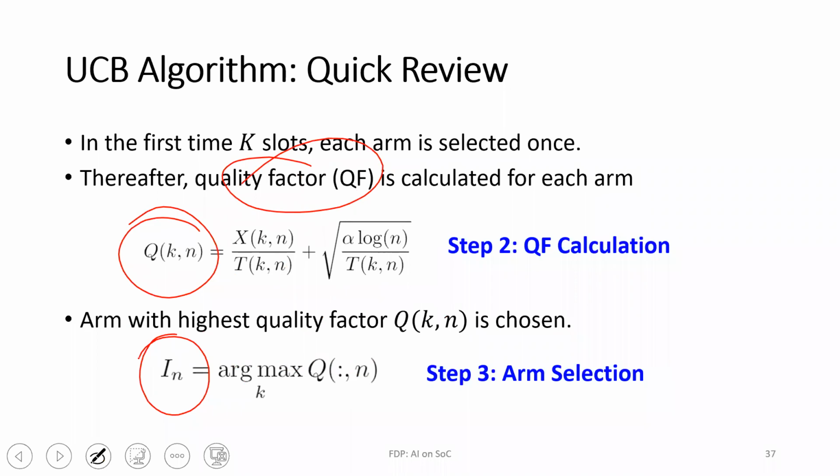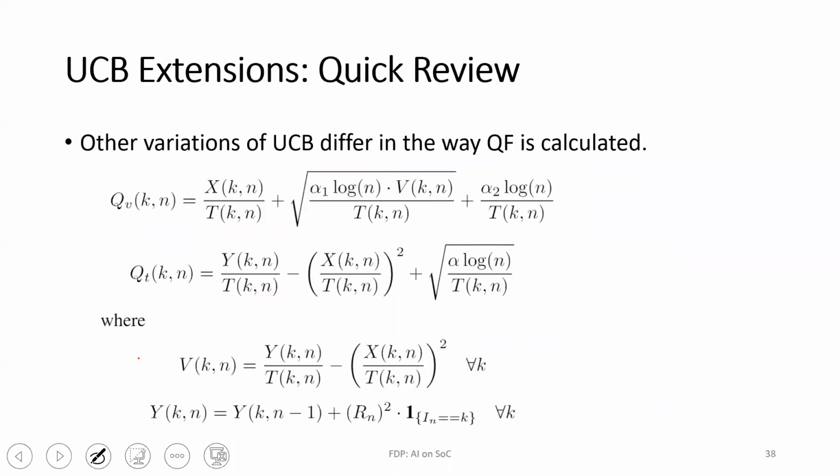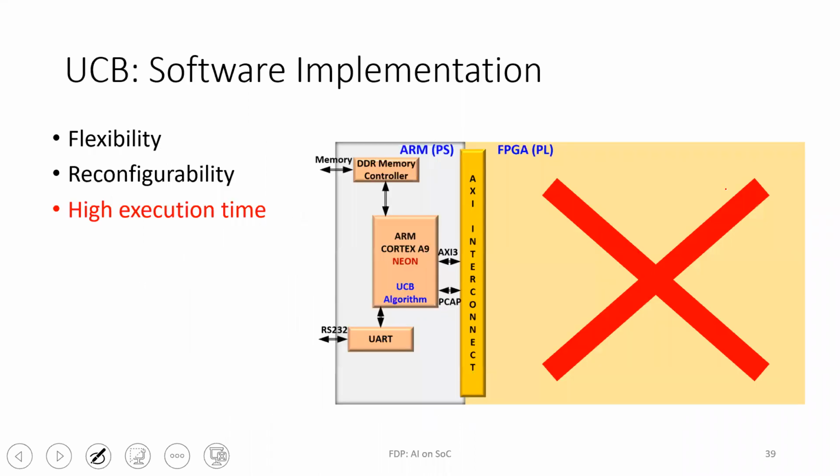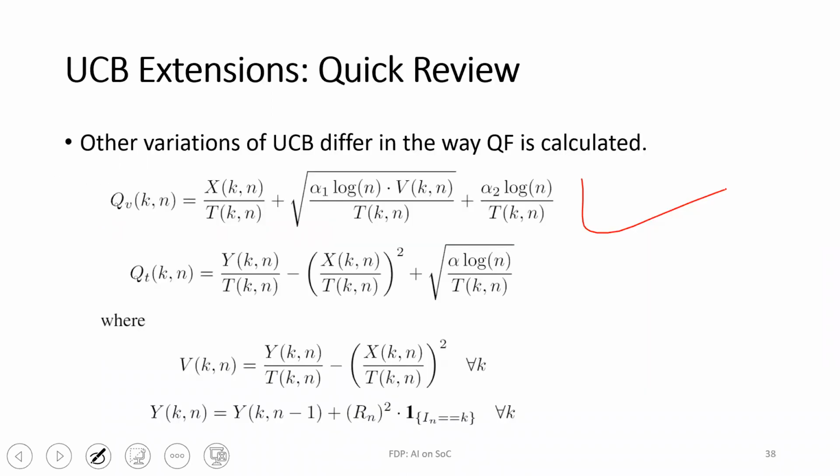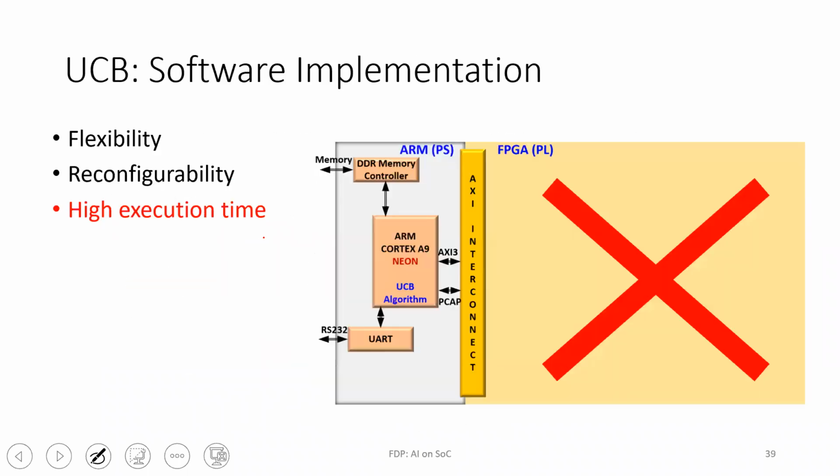Similar to the UCB, there are other extensions of the UCB, such as UCB variance, UCB normal. There are multiple variants, but sometimes they try to learn the mean, sometimes they try to learn the variance. Mapping these algorithms to the hardware, as Mansi explained yesterday, is not that complex. Even if you take this as a case study, you can implement everything entirely on software. You get flexibility and reconfigurability. By changing the C code, you can always change the algorithm in the future. And you can switch between the different versions of the UCB as well. So that's not a problem.